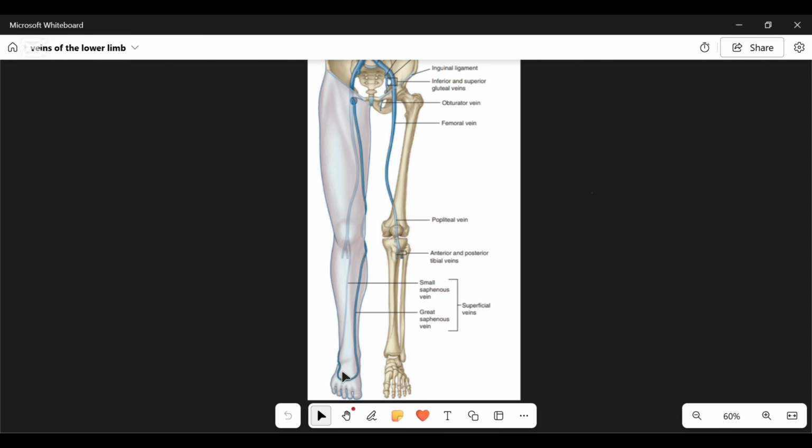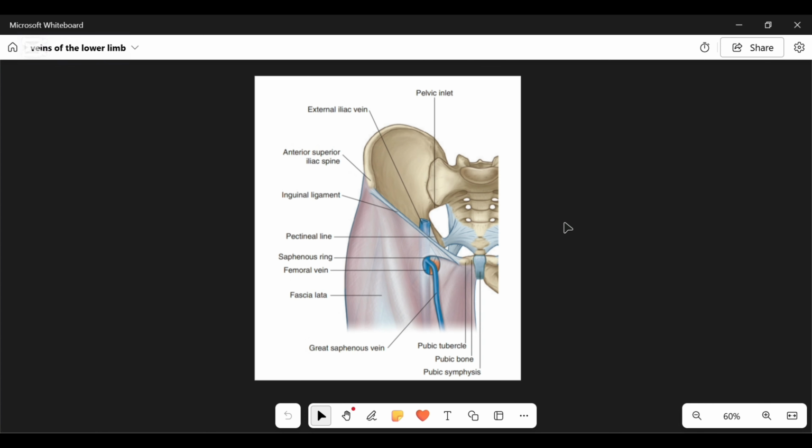However, for the small saphenous vein, we said it goes behind the lateral malleolus, goes to the posterior aspect of the leg, and it goes up towards the popliteal fossa, where it forms part of the roof of the popliteal fossa, and then penetrates the deep fascia to drain into the popliteal vein, which is a deep vein. Here we can see the great saphenous vein going through the saphenous opening and then draining into the femoral vein. This opening is just below the inguinal ligament, and it's lateral to the pubic tubercle.